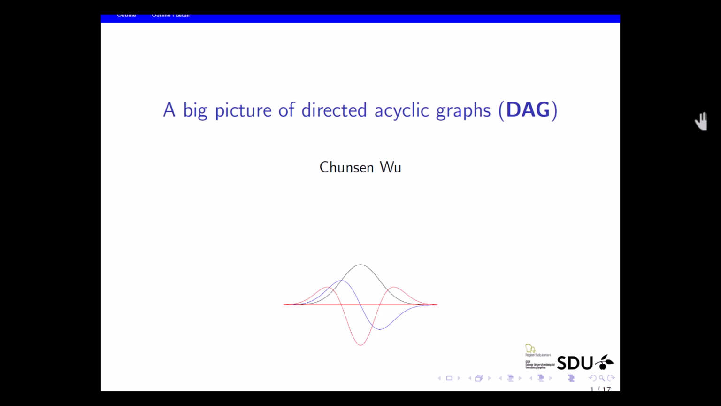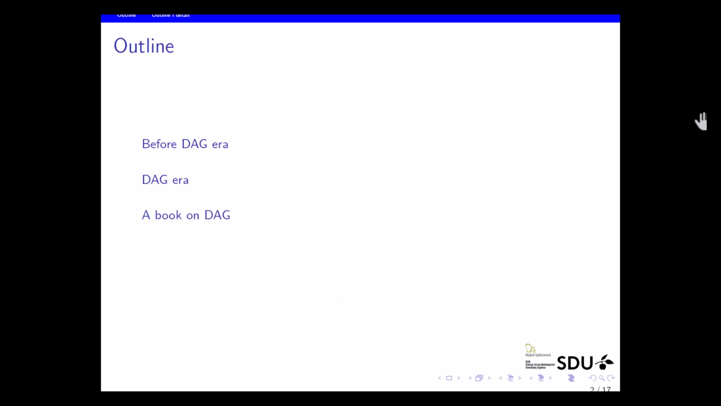A big picture of directed acyclic graph. This is the outline we will go through. Before the DAG era, a book on DAG. Let's start with before the DAG era.